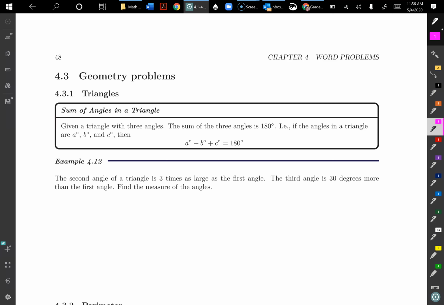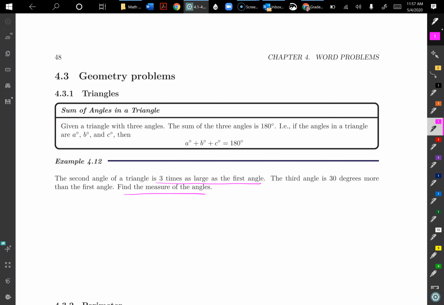Okay, so for our purposes, we're going to be given a problem that has some information about the angles. So we have this example 4.12. The second angle of a triangle is 3 times as large as the first angle. The third angle is 30 degrees more than the first angle. So we have some relationships here. Find the measure of the angles.